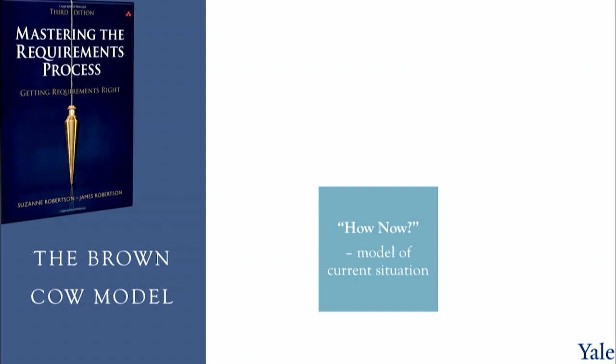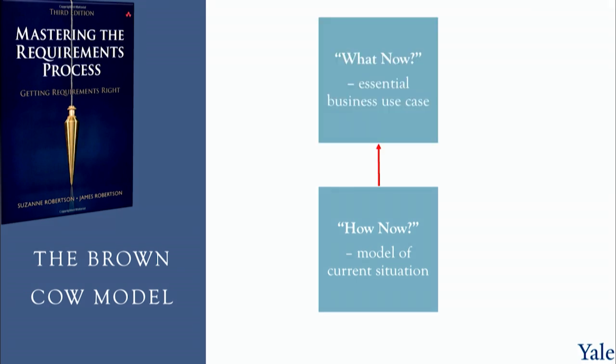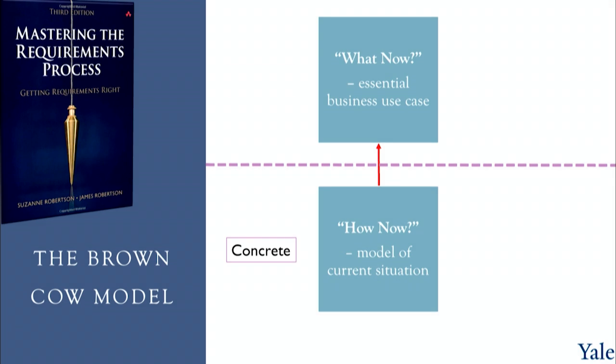So at the bottom, we start with how now, the model of the current situation. What is the user actually doing right now, concretely? And we move up to a more abstract level. What now, the essential business issue. What are they actually trying to do, as opposed to what are they doing? So think about this horizontal line. It divides between the concrete, the real world, and the abstract, the world of ideas and designs, if you wish, and we go from how to what.